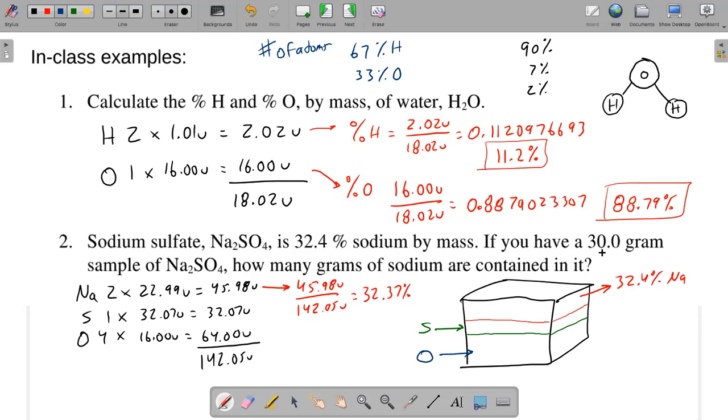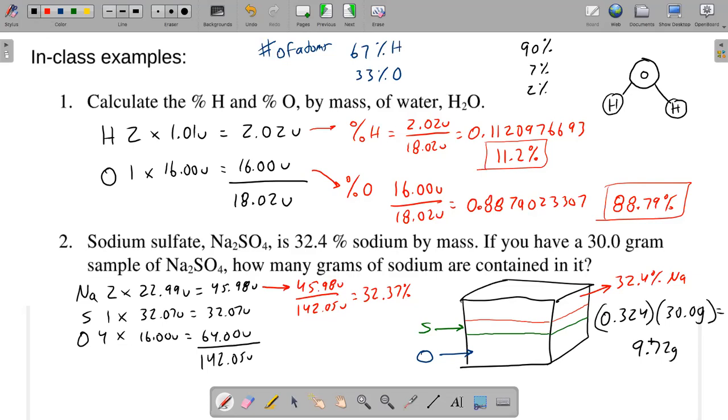But if the total mass is 30 grams, the mass of it that is sodium, this problem is actually just taking the percent times the mass. But when you multiply a percent by something, it should be expressed as a decimal, like 0.324 times 30 grams. Let's see what that is. 0.324 times 30, 9.72.